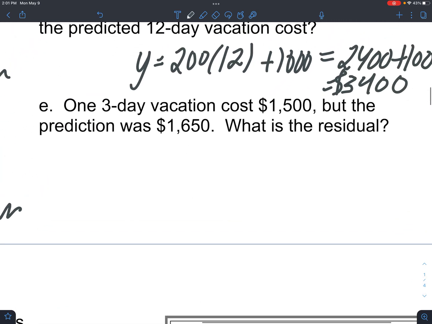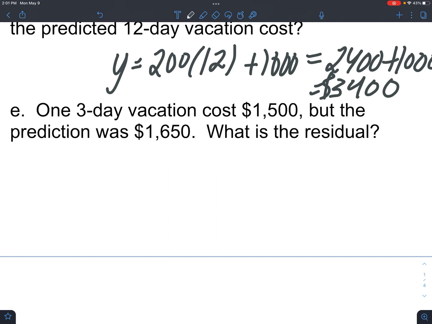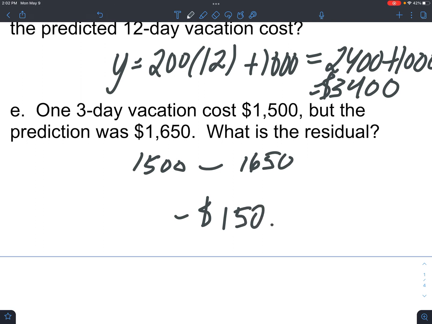Here we go. And then on a 3-day vacation, the cost was $1,500, but the prediction was 1,650. So you always still do actual minus predicted. And that's up there at the top of the page for you. So we got a negative residual, which means that the actual was smaller than the prediction. The prediction overshot what we actually had, okay?